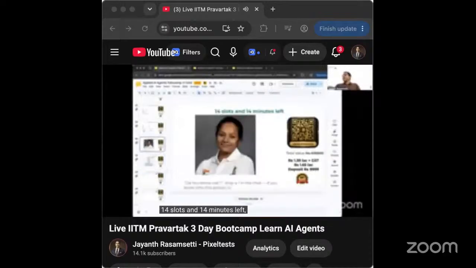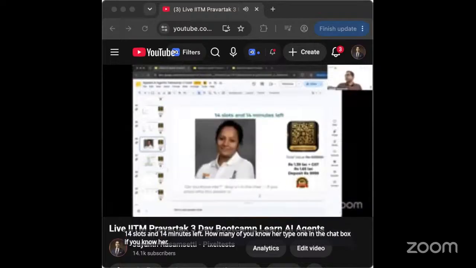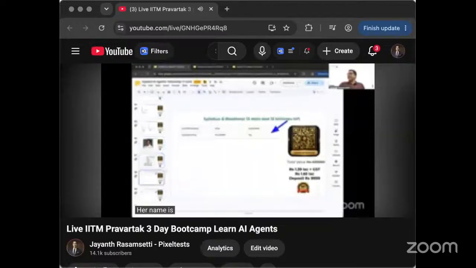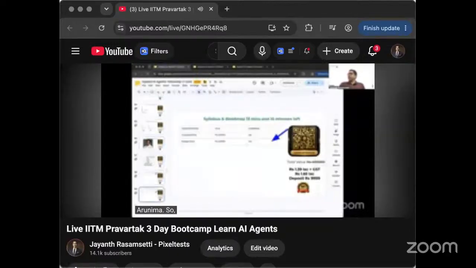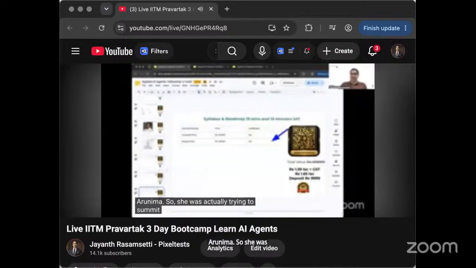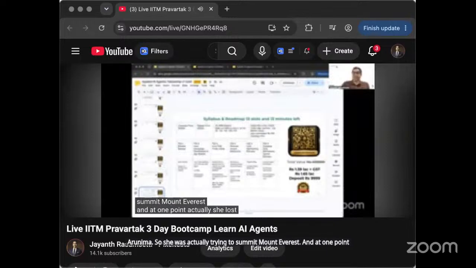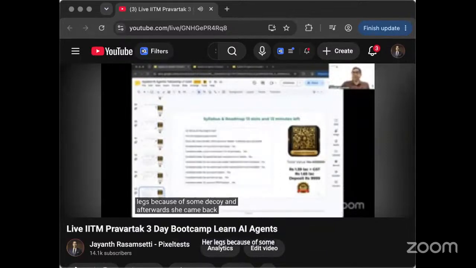14 slots and 14 minutes left. And this is, how many of you know her? Type 1 in the chat box if you know her. Her name is Arunima. She was actually trying to summit Mount Everest, and at one point she lost her legs because of some dacoit. Afterwards, she came back and she still summited, right?